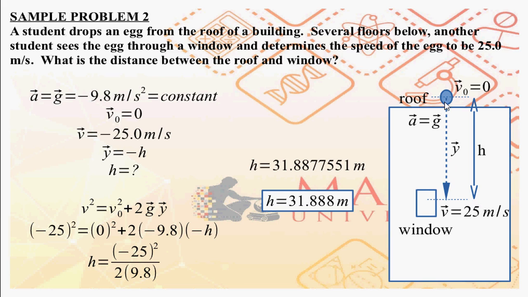Since the egg is traveling downwards at the window level, when the other student sees the egg pass by at 25 meters per second, the egg is heading downward, so the velocity is negative 25 meters per second. So in the figure, this should be negative 25 meters per second. Determine the distance h.